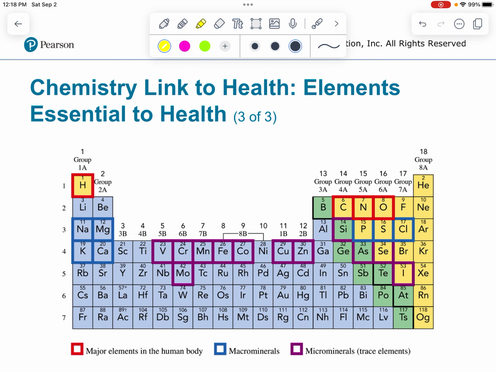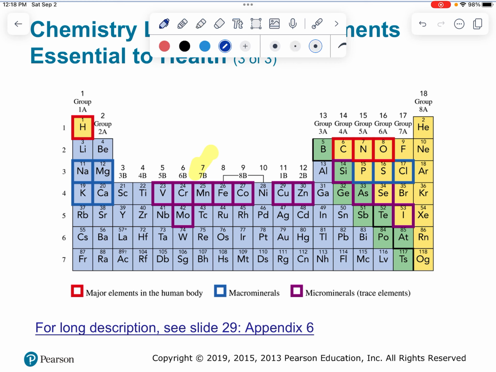Micro minerals, ones that are needed in lower quantities, those are in the purple box. Those are the trace elements: copper, zinc, vanadium, chromium, molybdenum, iron. I was kind of surprised iron's a micro mineral.